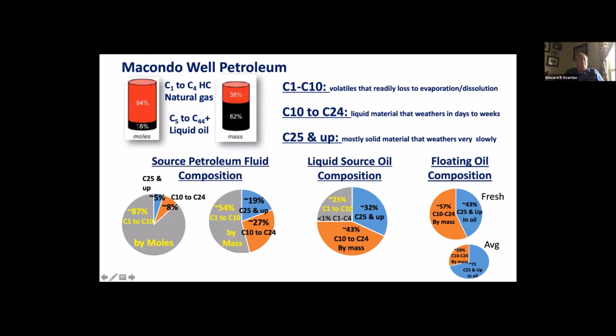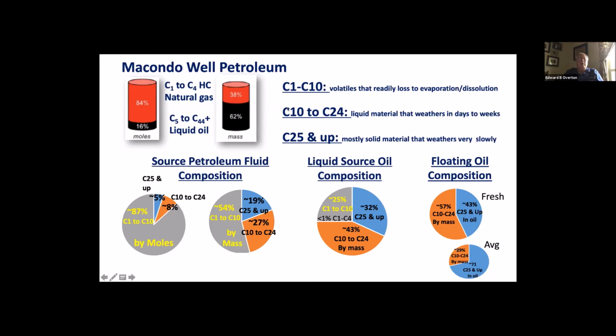In liquid oil, it's only 16%. Of course, this liquid oil is made up of bigger molecules, so it weighs more. And so on a mass basis, the Macondo fluid was 38% natural gas, 62% liquid oil. If you look at that on a pie chart down here, what we could say is, on a molar basis, the gray shows the amount of natural gas.